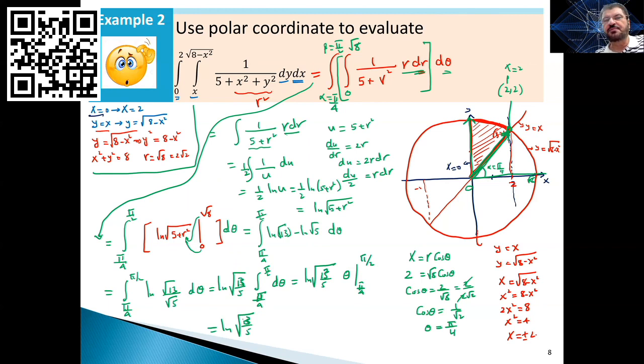Now put the pi over 2. So this is pi over 2 first, minus pi over 4. Pi over 2 minus pi over 4 is pi over 4. So the final answer is pi over 4 times ln of the square root of 13 over 5. This is the volume of this, and this is the result of the integration.